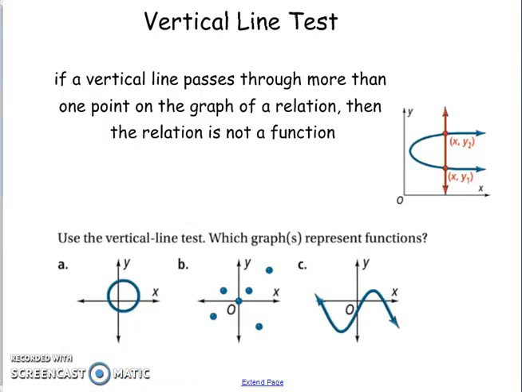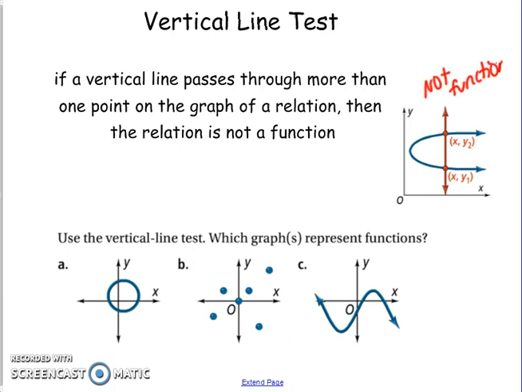In order to tell if a graph is a function or a relation, you can use the vertical line test. What the vertical line test does is it checks to see if there's the same x going through more than one y. And the way we check this is by drawing vertical lines through our graph. In the example on the right-hand side, the red line going through the blue graph has the same x value, but it has two different y values. Since this has repeating x values, this is not a function.